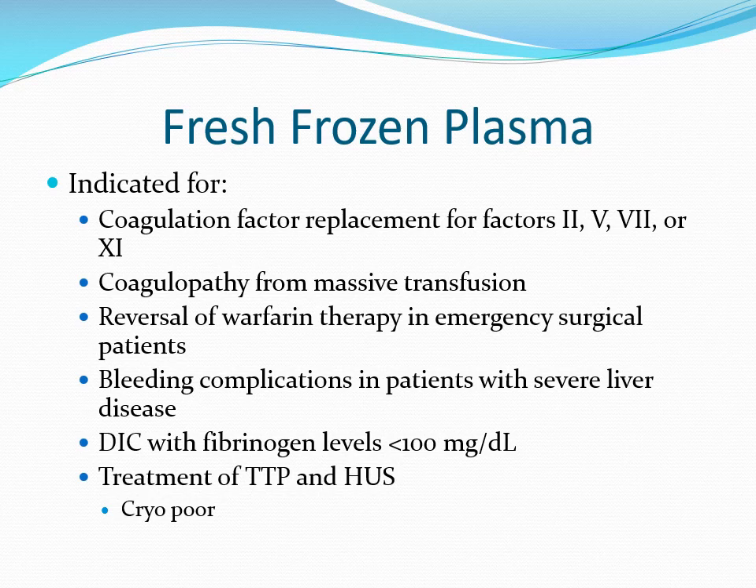We can use it for the treatment of TTP and HUS, for which we want to use cryoporoplasmin. TTP is thrombotic thrombocytopenic purpura, and HUS is hemolytic uremic syndrome. Both of these have low platelet counts, renal dysfunction, some central nervous system involvement, and hemolytic anemia in small blood vessels.